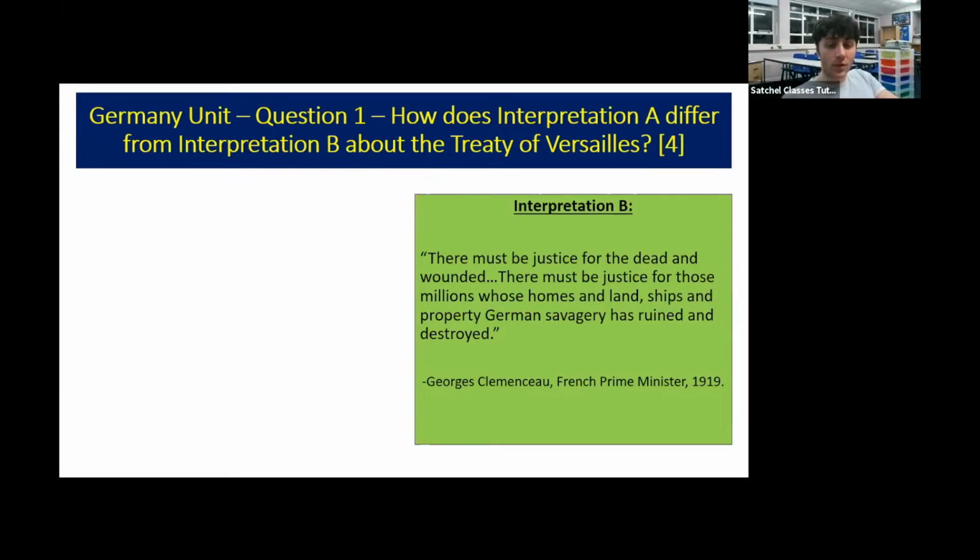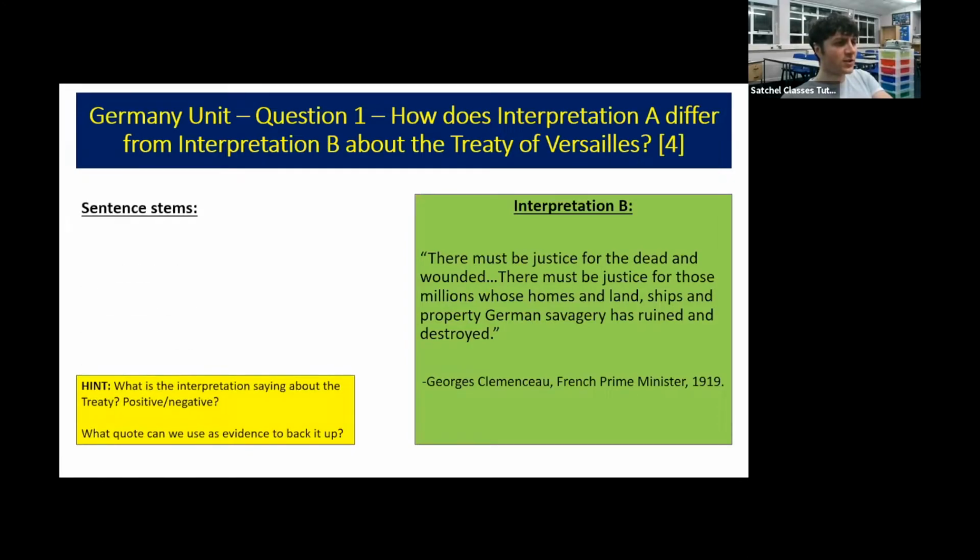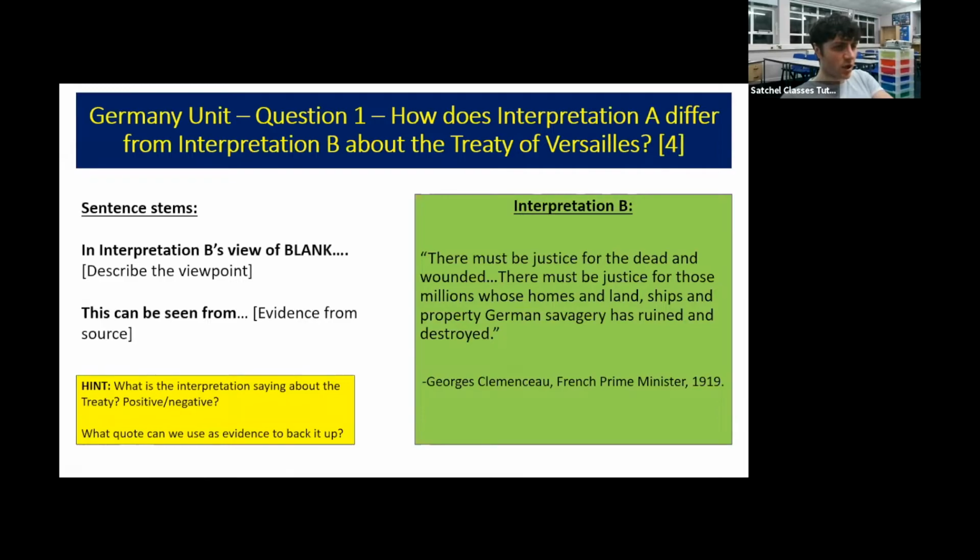I think for this one, you could just go for the first sentence. There must be justice for the dead and wounded. So Clemenceau is saying, look, all of the people that have died at the hands of the German army, those people have to have their justice. Germany has got to suffer for what it's done. It's got to account for the role that it played in the First World War, and therefore the treaty is fair.